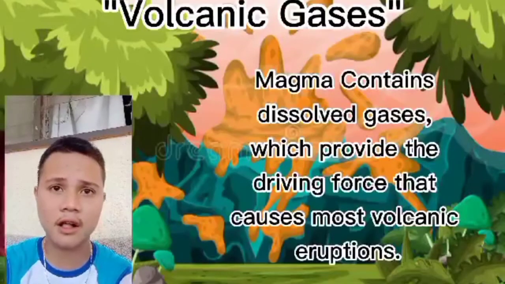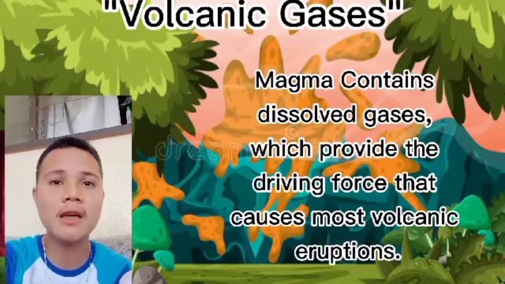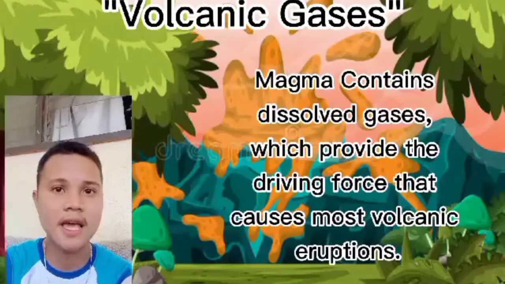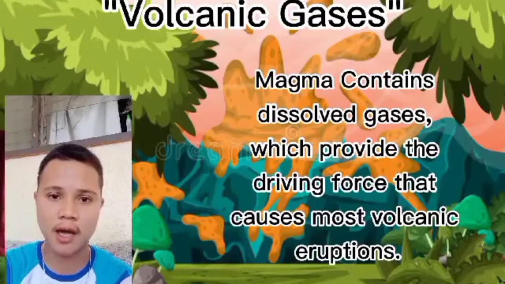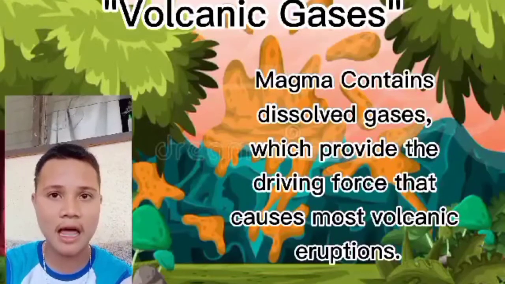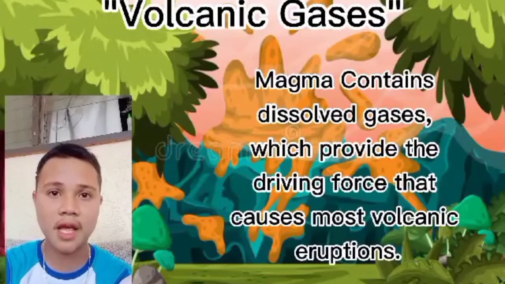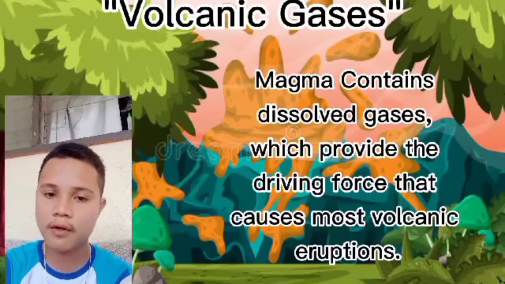Magma contains dissolved gases which provide the driving force that causes most volcanic eruptions. Volcanic gases are the gases given off by active volcanoes. These include gases trapped in cavities in volcanic rocks, dissolved or disassociated gases in magma and lava, or gases emanating from lava, from volcanic craters and vents. Volcanic gases can also be emitted through groundwater heated by volcanic action.